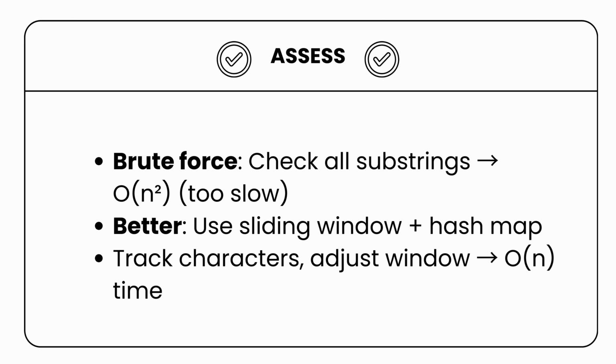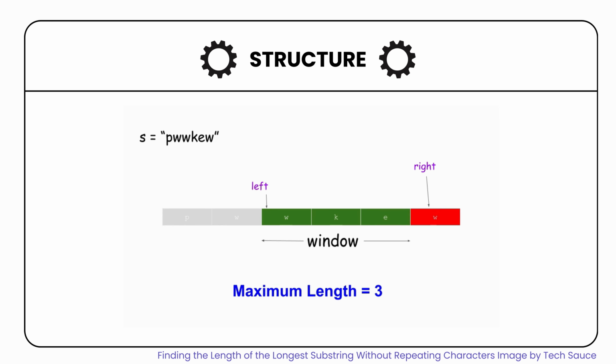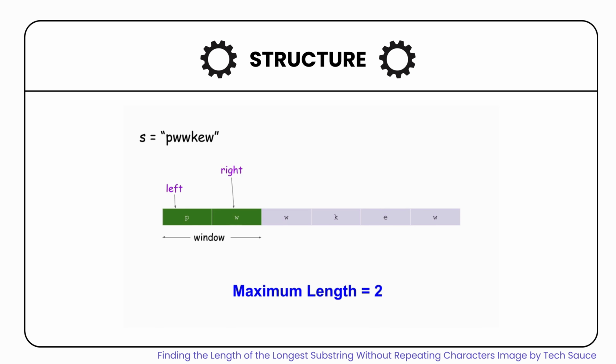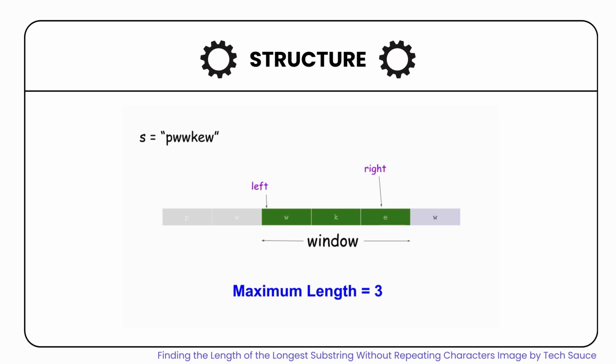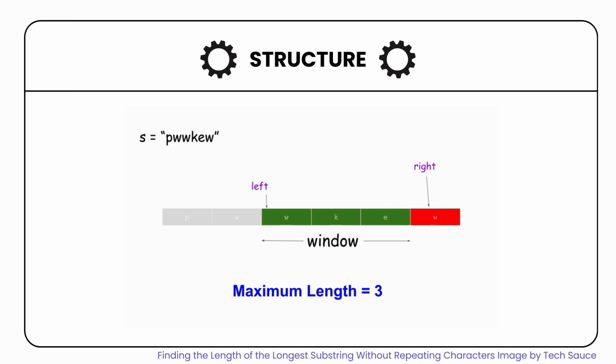Here's our plan. Use 2 pointers, left and right, to define the current substring window. Use a hash map to remember the last index of every character we've seen, as we scan from left to right. If the current character is already in our window, i.e., in the map and its stored index is greater than or equal to left, move left just past its last occurrence. Update the character's last index in the map. Track and update the maximum window size seen so far. After scanning, return the max length found.